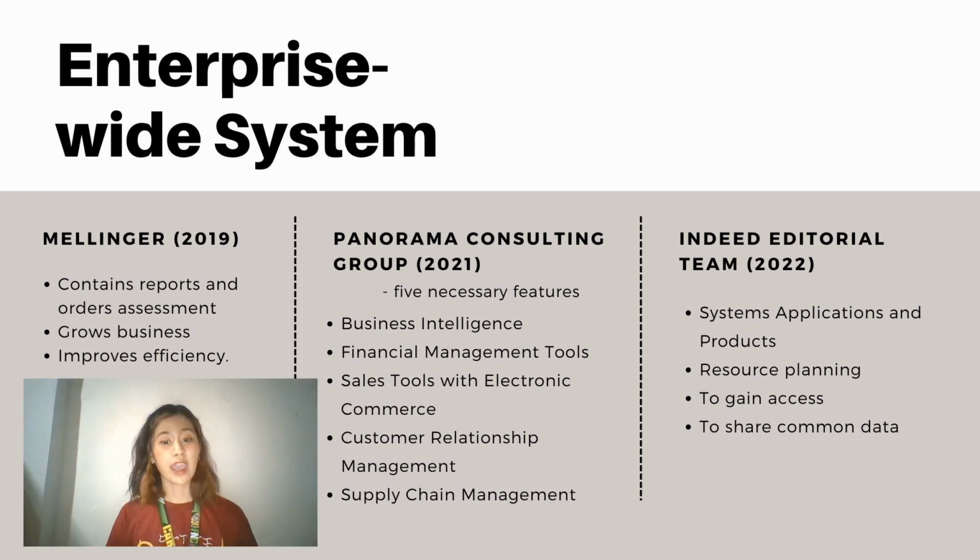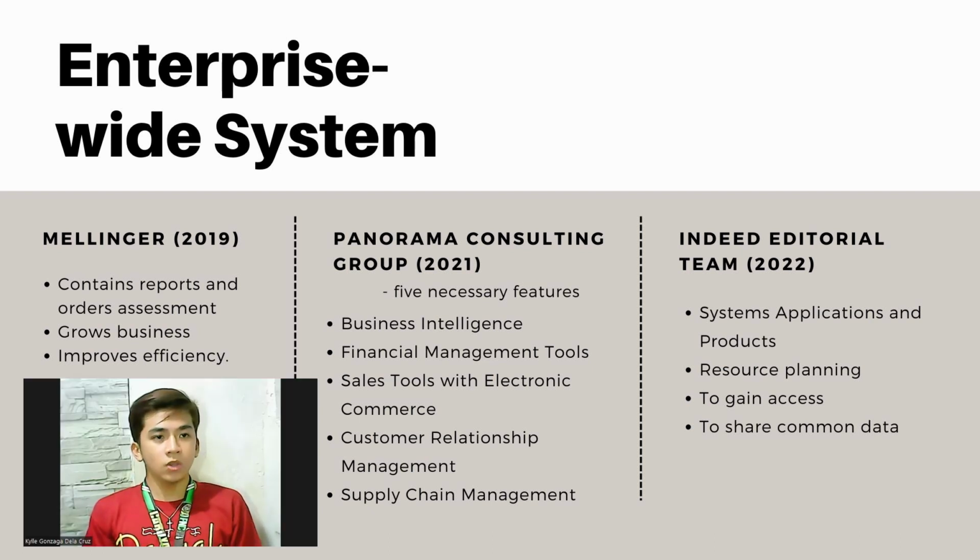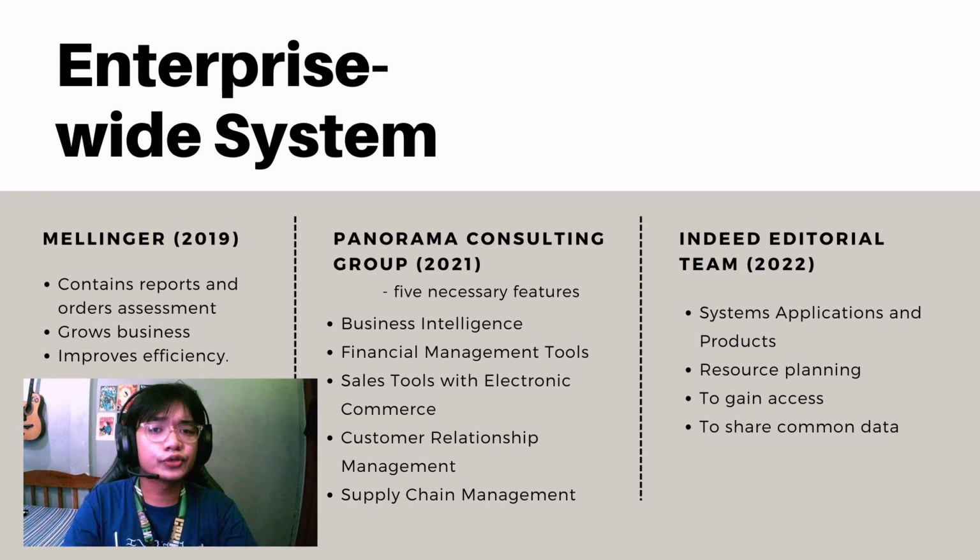In addition, an enterprise system, or enterprise resource planning, what we call an ERP system, refers to the application that promotes efficiency for work. Using this option allows the company to save resources such as funds, effort, time, and other supplies. As published by Panorama Consulting Group in the year 2021, there are necessary features that enterprise systems promote.